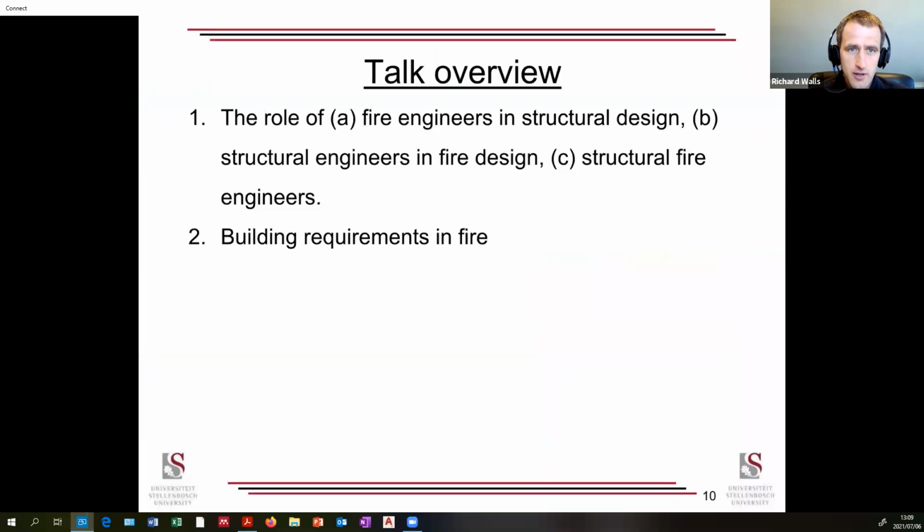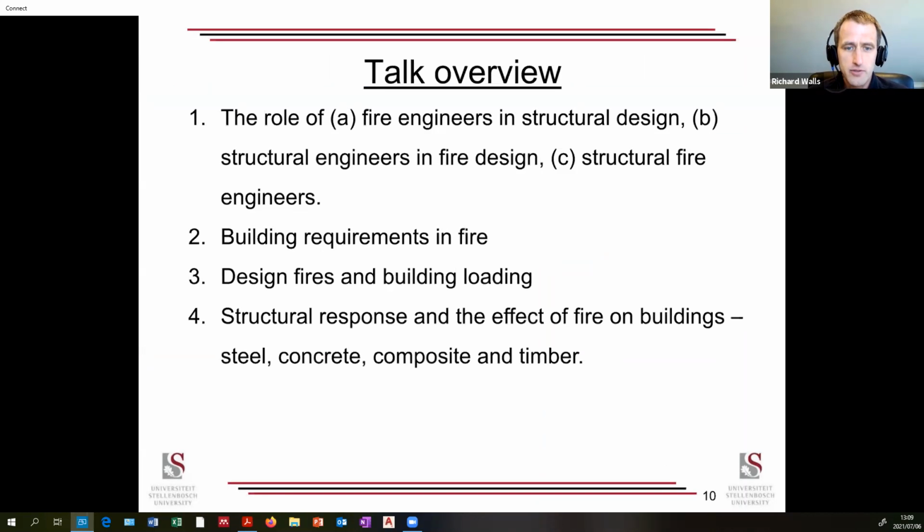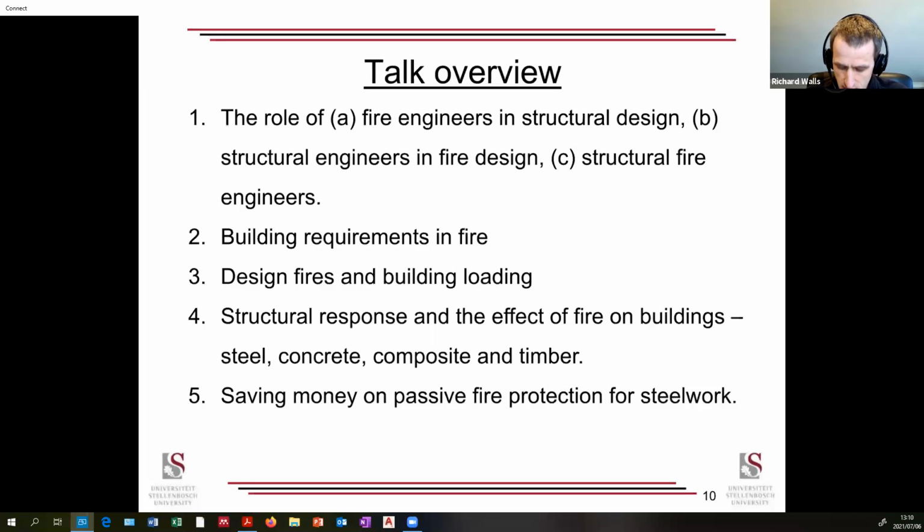So let's start having a look at the overview. First, we're going to have a look at the role of fire engineers, structural design, structural fire engineers, and structural fire design, building requirements, design fires and building loading, and then structural response and the effect of fires on building steel, concrete, composite, timber, etc. So we're going to go through the main structural systems and look at how to design them. And then also saving money on passive fire protection, because a lot of this comes down to money. You can very easily engineer a safe system by just slapping protection on anything, but it's going to cost time and money to get that done.